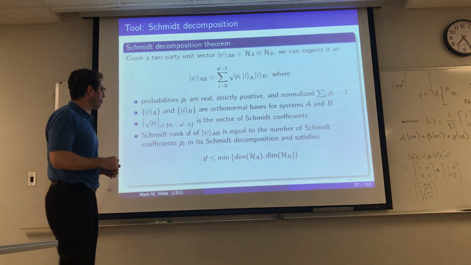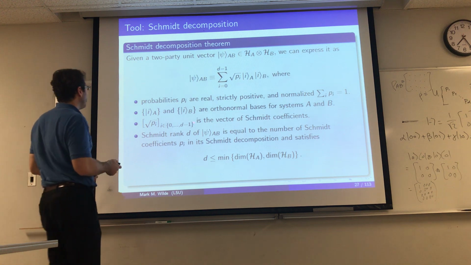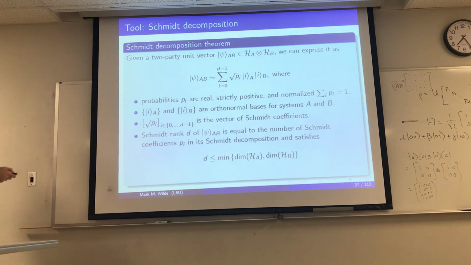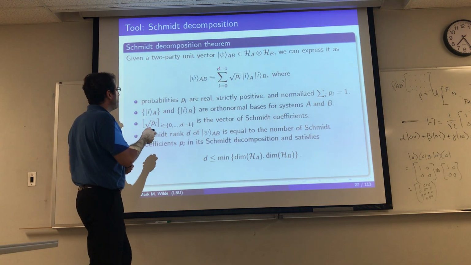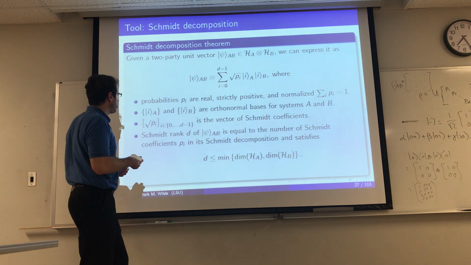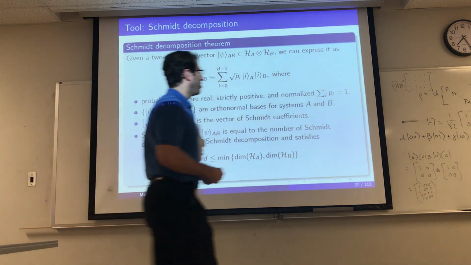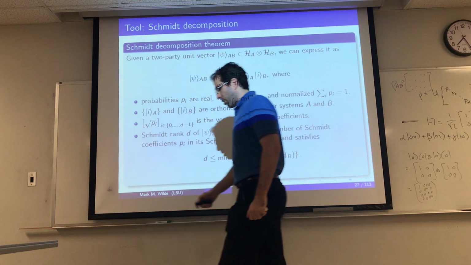But it's a very useful theorem for many reasons. It tells us a lot of things. The vector of the probability amplitudes is called the vector of Schmidt coefficients. This D, it's what's called the Schmidt rank of the state. It actually corresponds to the rank of this matrix. You can compute the rank of the matrix, and then the number of singular values is the rank of the matrix. So those singular values will correspond to these probabilities.